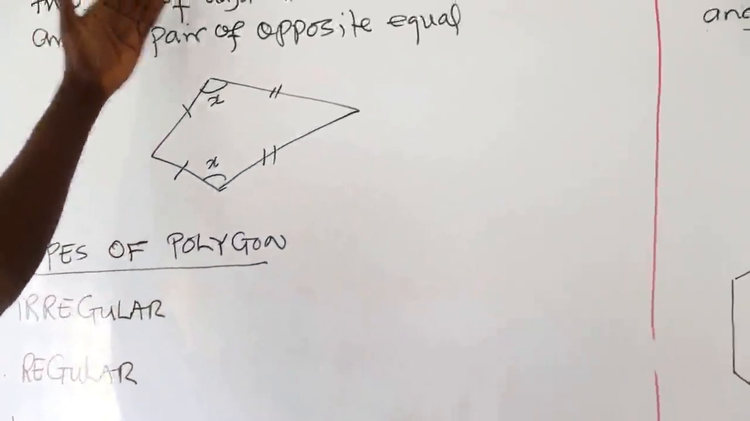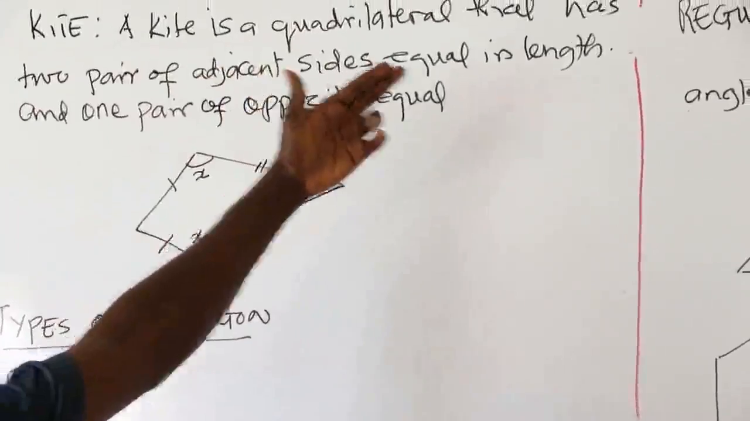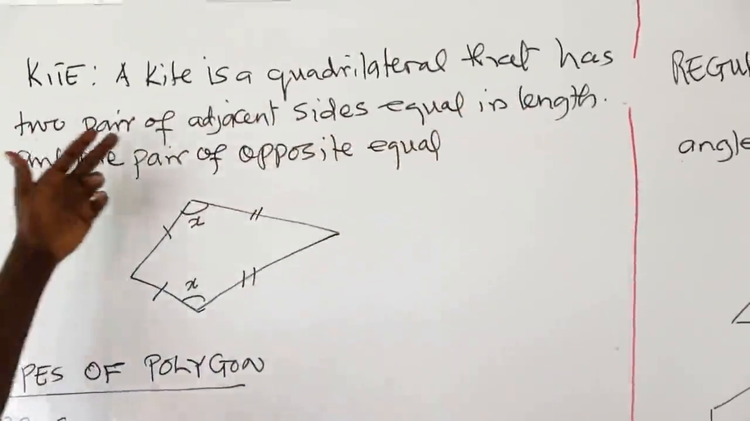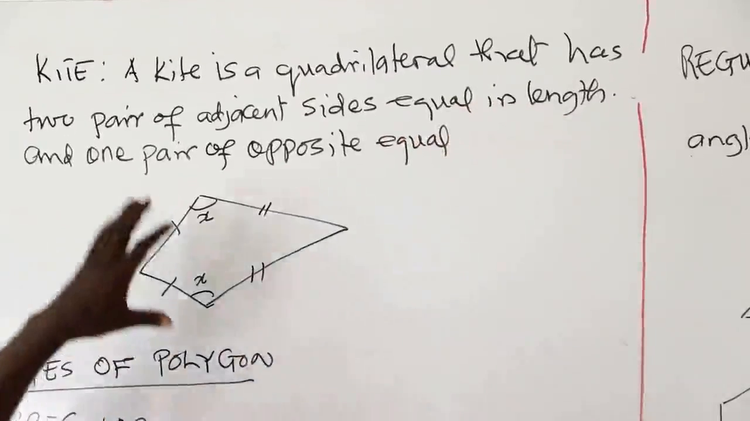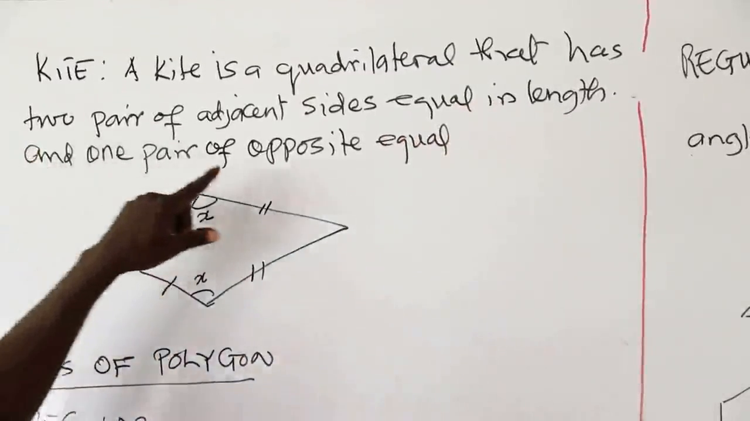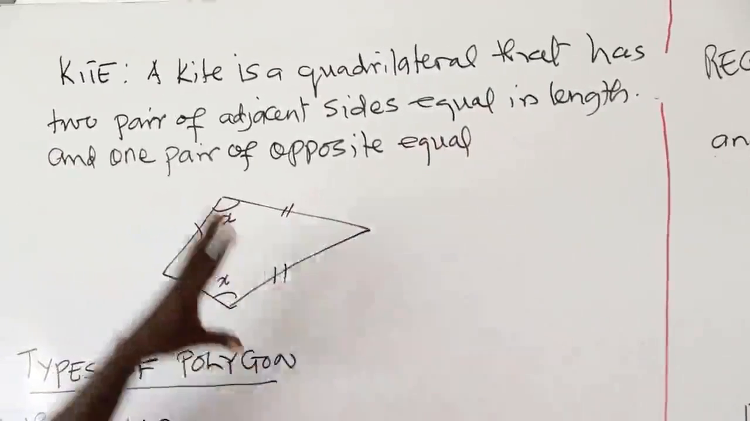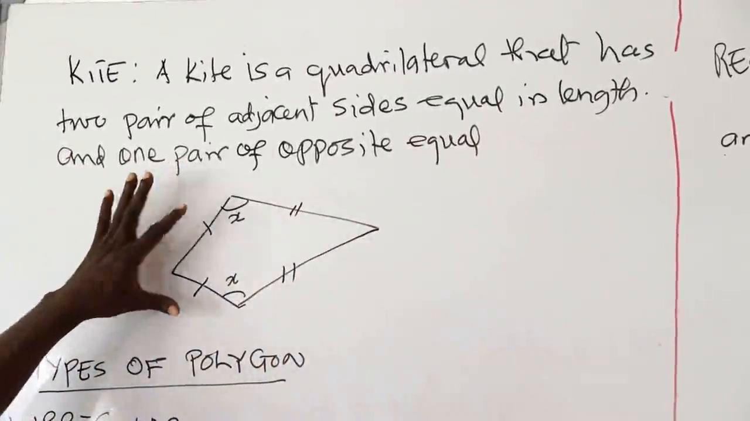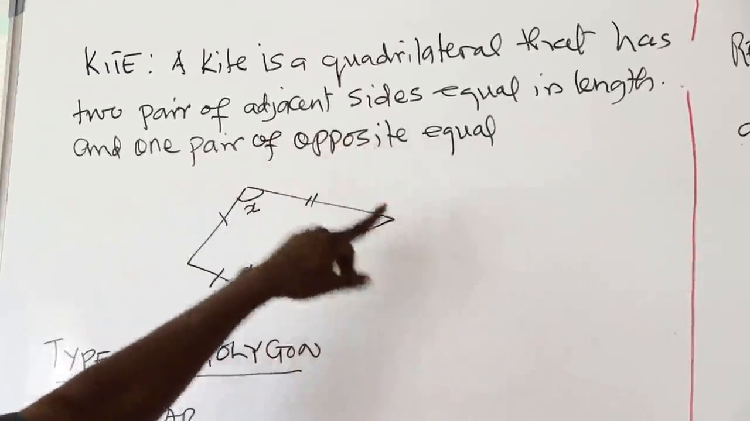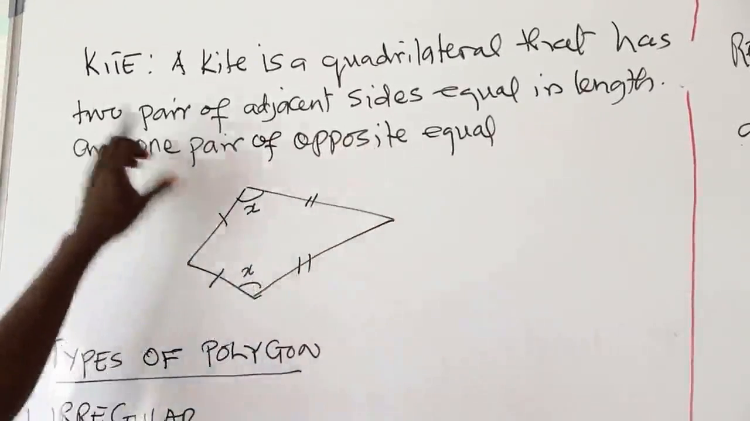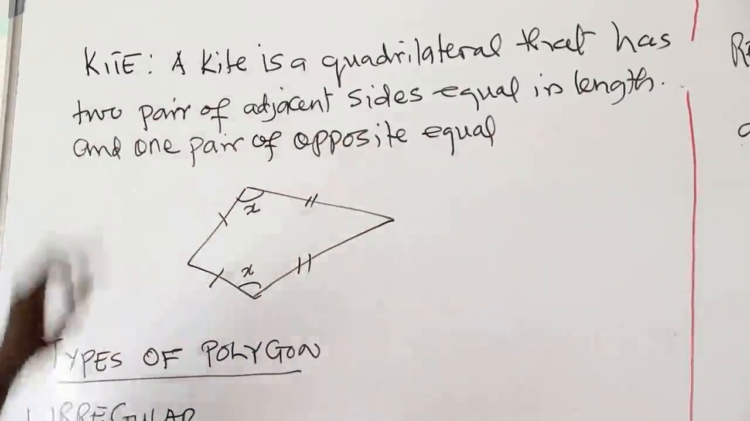Kite. A kite is a quadrilateral that has two pairs of adjacent sides equal in length, and one pair of opposite angles equal. Now look at this adjacent pair. This side is equal to this. And look at this other one. This side is equal to this. That is what makes a kite.